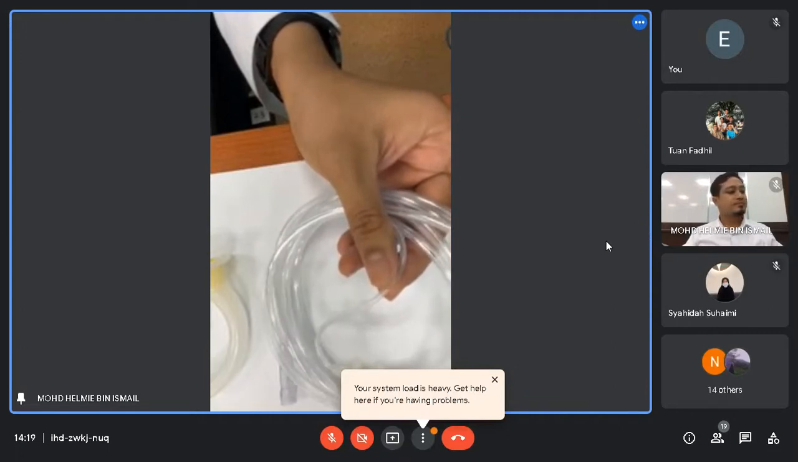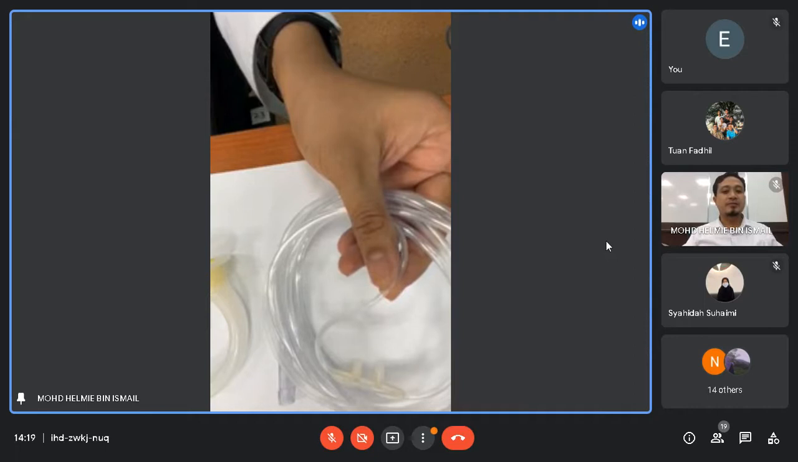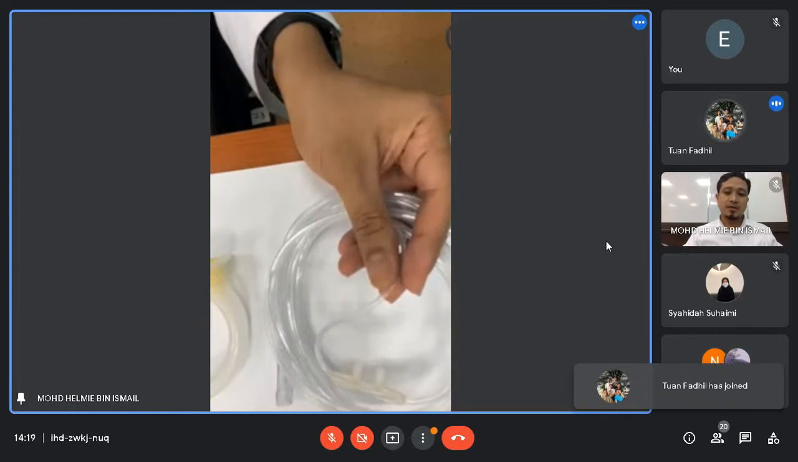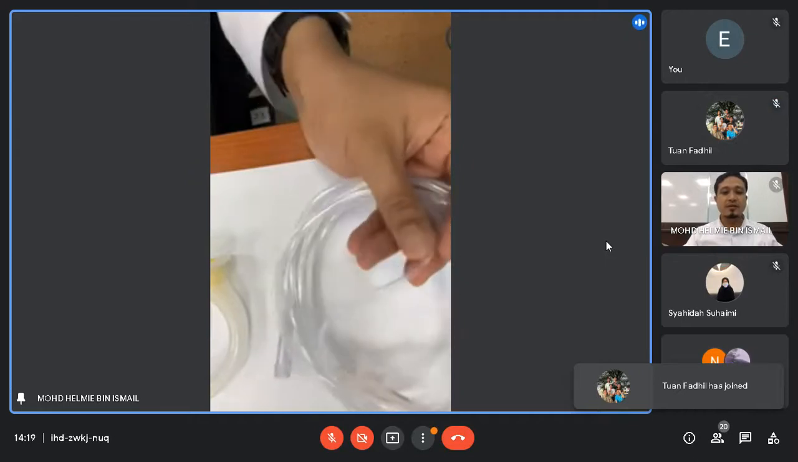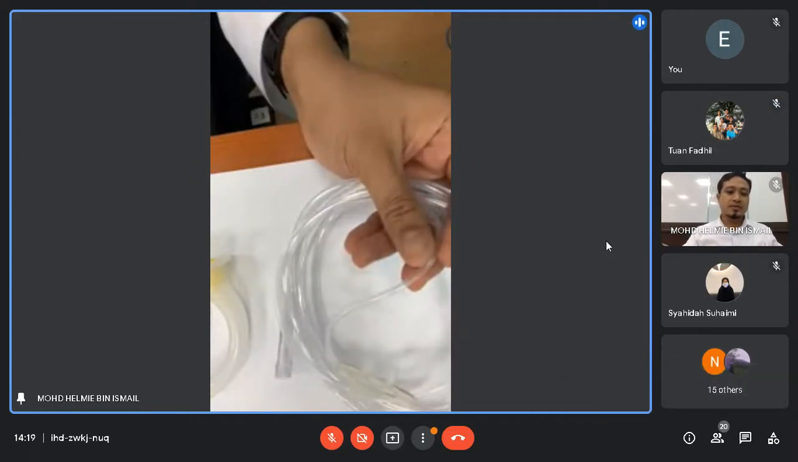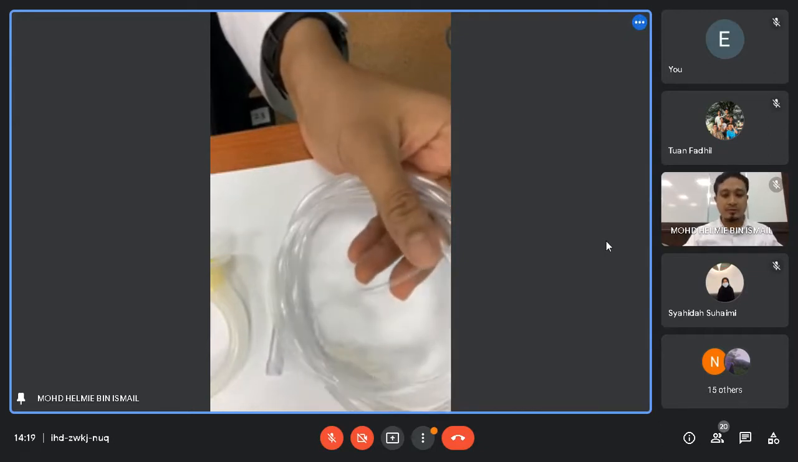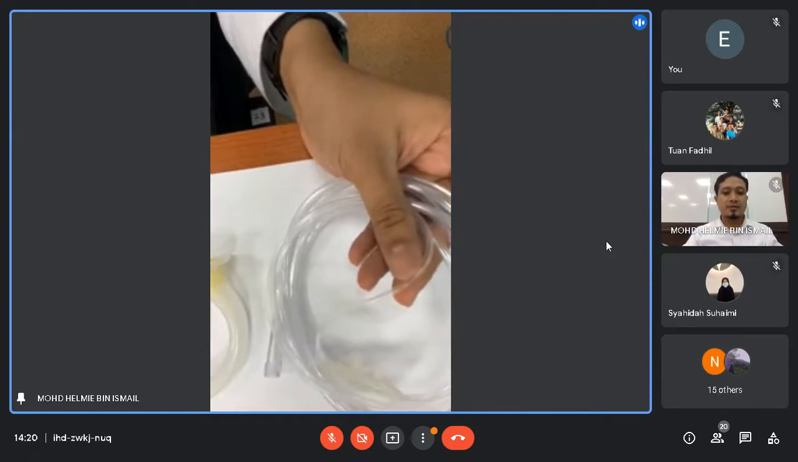Ada boleh jawab tak? Macam saya cakap in my lecture this morning. So the indication for oxygen supplemental therapy is when SpO2 cannot be maintained at more than 95%. So we can use this nasal prong in order to give the oxygen therapy for this patient.